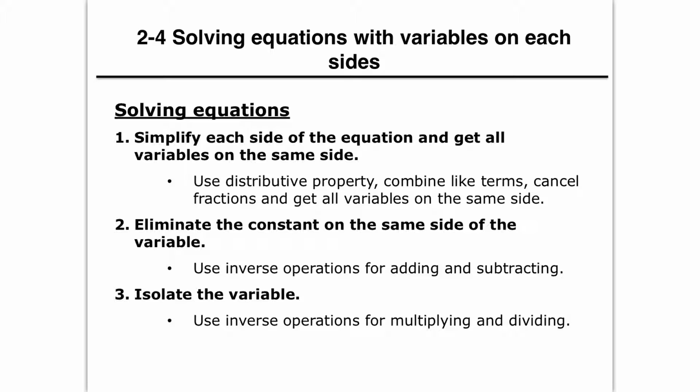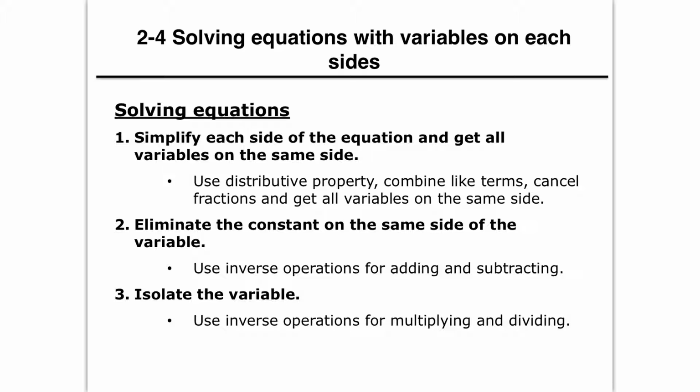Let's look at step number one. Here it says to simplify each side of the equation and get all the variables on one side or on the same side. Now to do that, we are going to use the distributive property. We are going to combine like terms, and that's what we're going to do today. We're going to distribute and combine like terms. If we have fractions, we can cancel the fractions, so it makes the equations a little bit easier. And we must get all the variables on the same side. Now that's step number one, which is a lot of things to do, but once you do that, you can solve for the variable a lot easier.